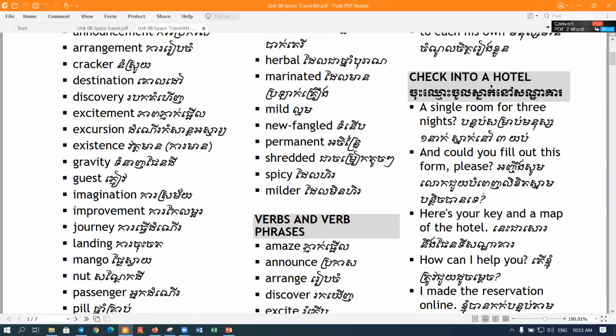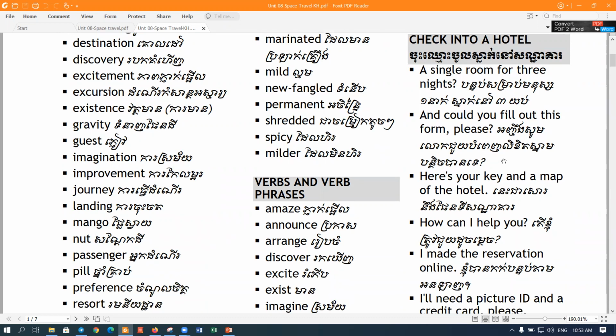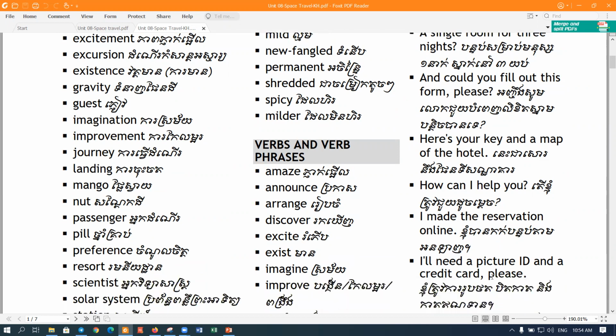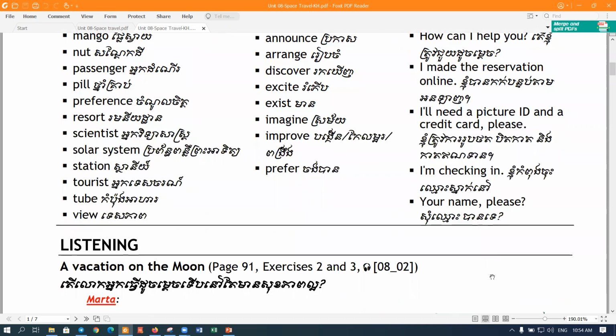Now we learn the language for when we go into a hotel. We call it checking into a hotel. A single room for 3 nights. And could you fill out this form, please? Here's your key and a map of the hotel. How can I help you? I made the reservation online. I'll need a picture ID and a credit card, please. I'm checking in. Your name, please.